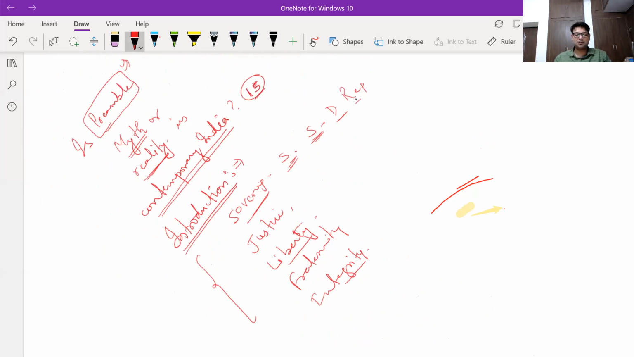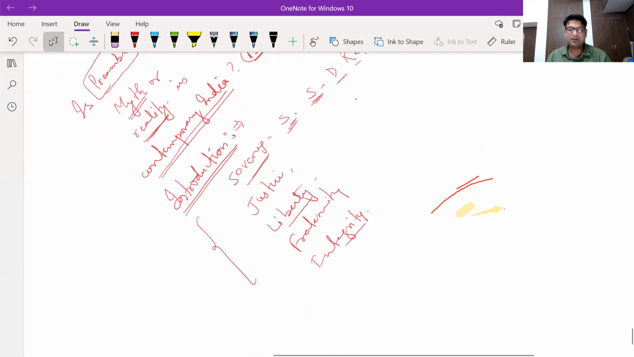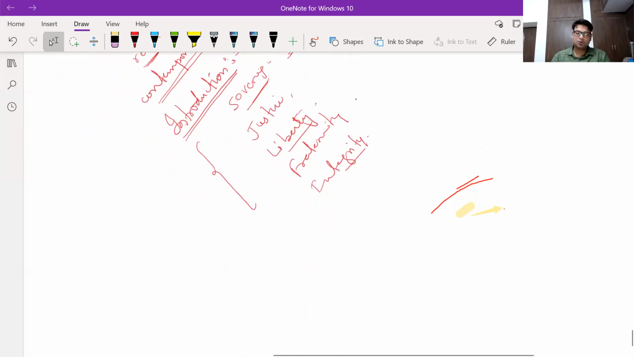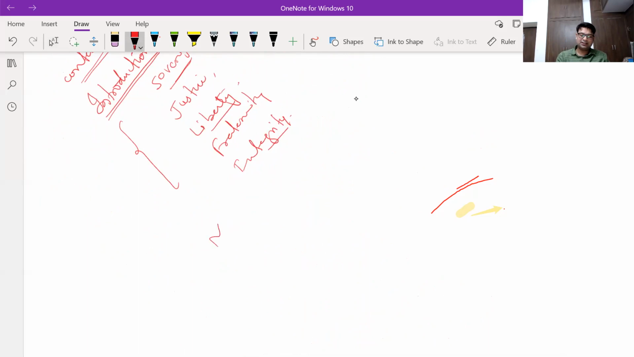Okay, if it is a 15 marker, then it is wonderful because we can elaborate very well, right? So whether it is a myth, let us analyze on this aspect. In what ways, and what are the examples to justify it?